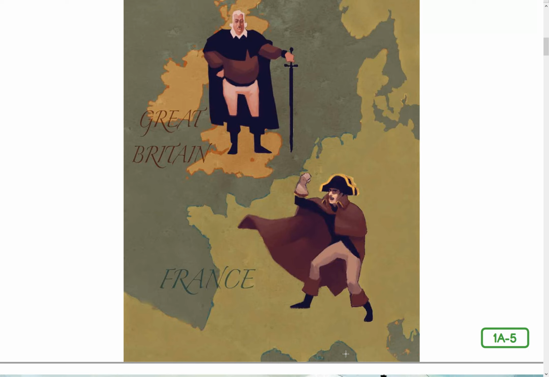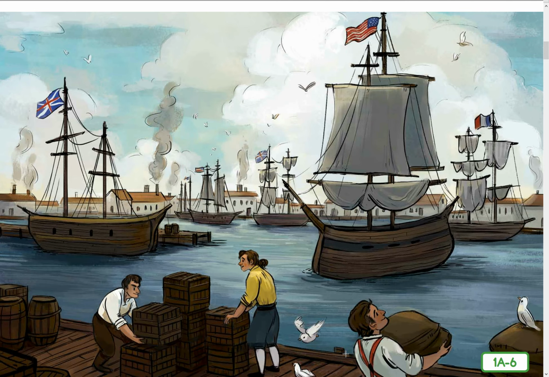The United States considered both France and Great Britain to be its friends. It did not want to get involved in these costly and destructive wars. Even though the Napoleonic Wars were being fought all the way across the Atlantic, they greatly affected the United States. Much of the United States' growth during this time depended upon trade with France and Great Britain.